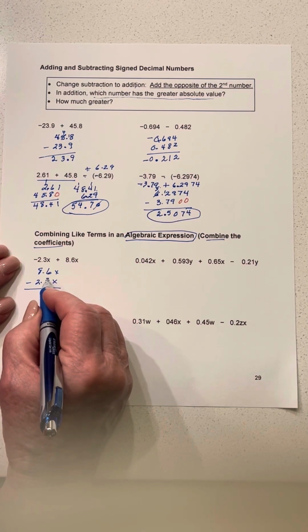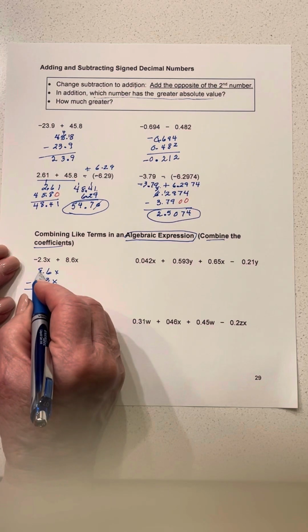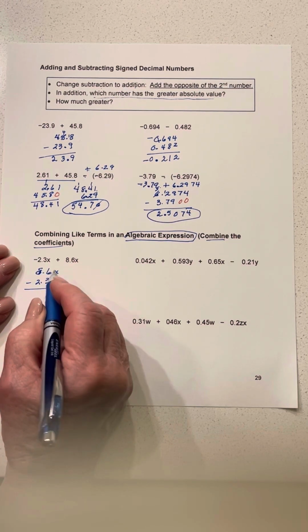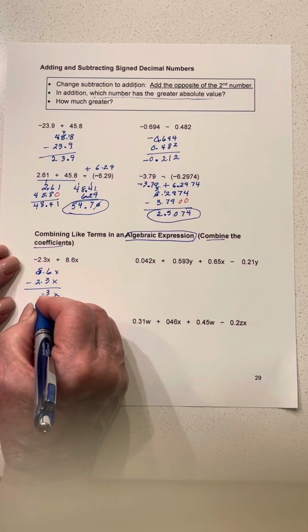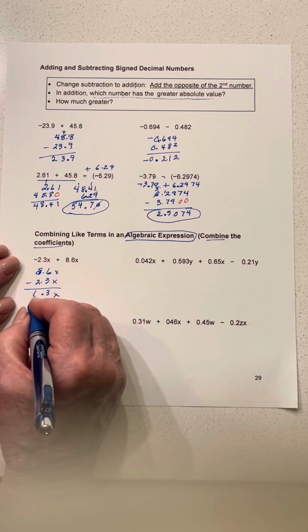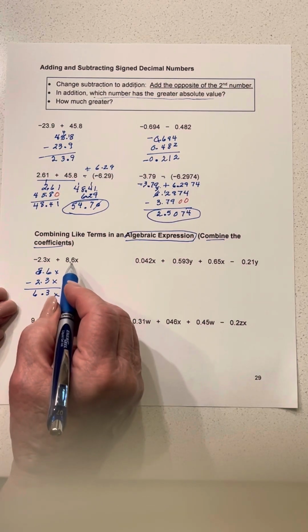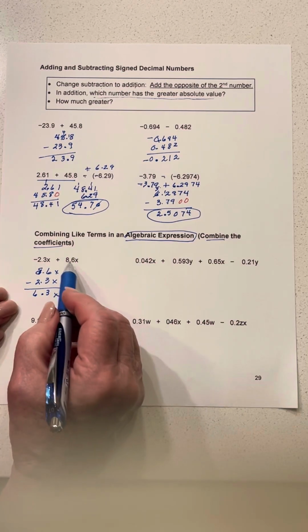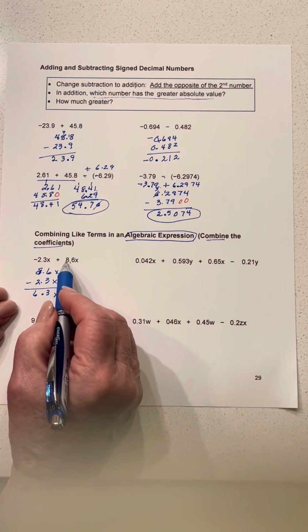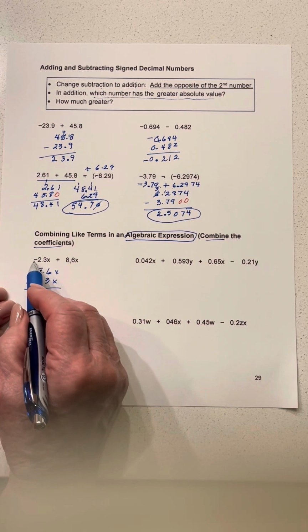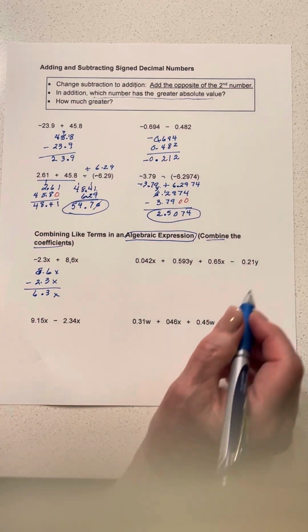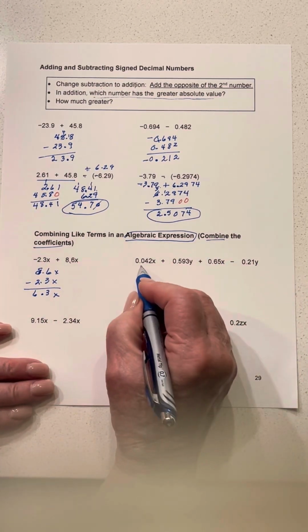So we have, this is an 8. 6 minus 3 is 3. Here's our decimal point. 8 minus 2 is 6. And we said this would be positive because we have more positive x's. We have 8 and some, and we only have 2 negatives. Okay, let's look at this next one.